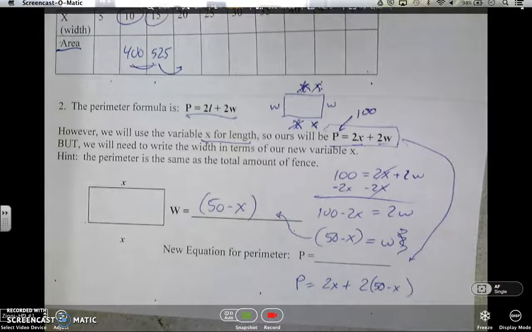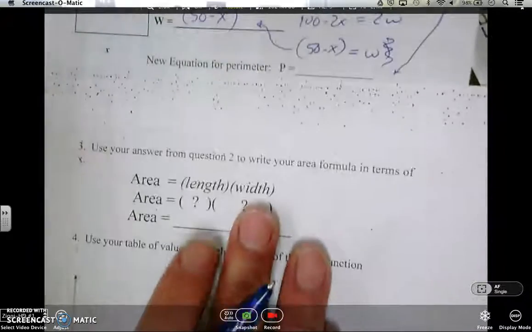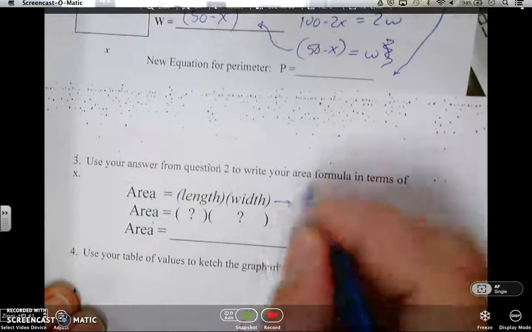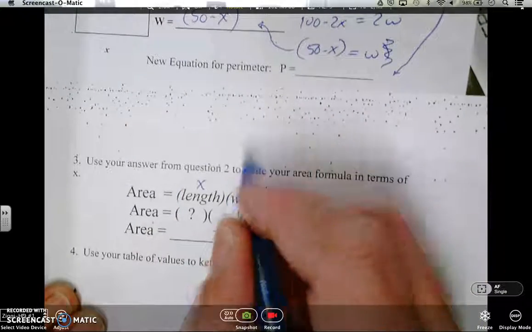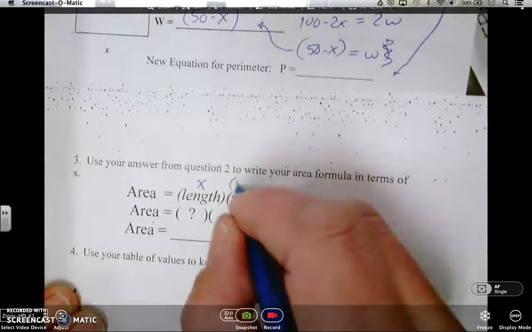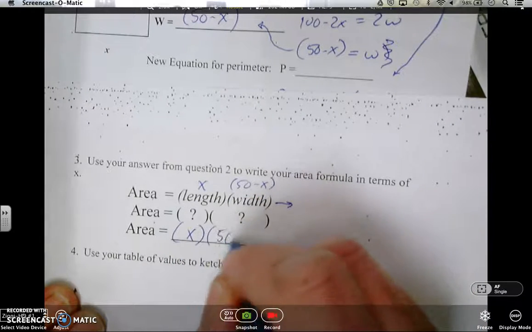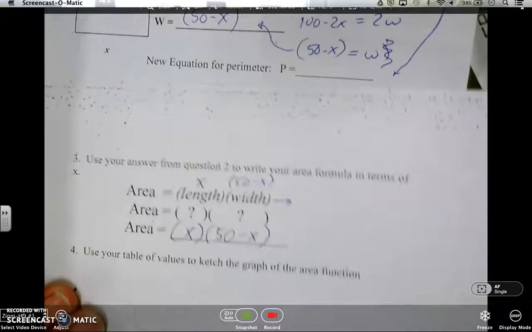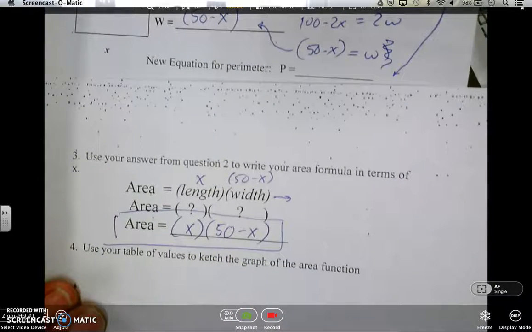Okay, back to the back side. That's the other key part we need. For here, the length we already solved. We said the length was going to be x, and the width we already solved up there was 50 minus x. So your area formula is supposed to be x times 50 minus x. That's, in general, the big idea we're trying to go after here.